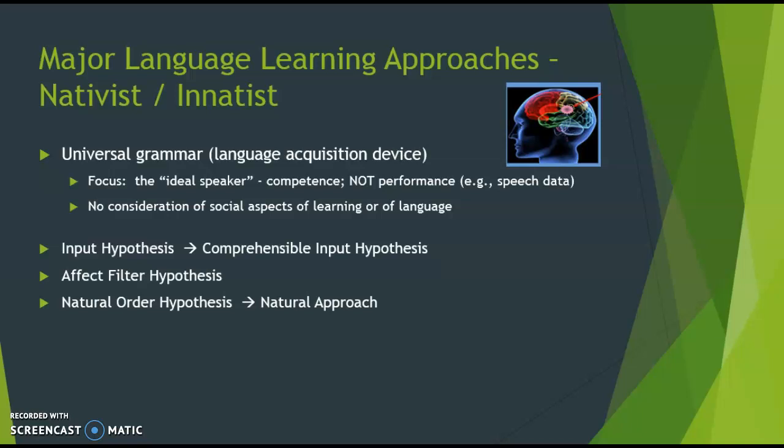Now, on sort of the other opposite side are the nativists, or sometimes called innateists, with the idea of universal grammar, which is abbreviated UG. And this has the idea that there is a language acquisition device. Language learning is so much more complicated than behaviorism can explain, and language is so complicated, we must have an innate, endowed ability to learn language as humans.